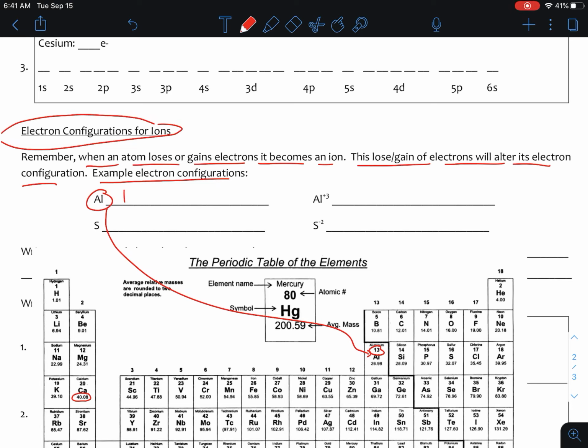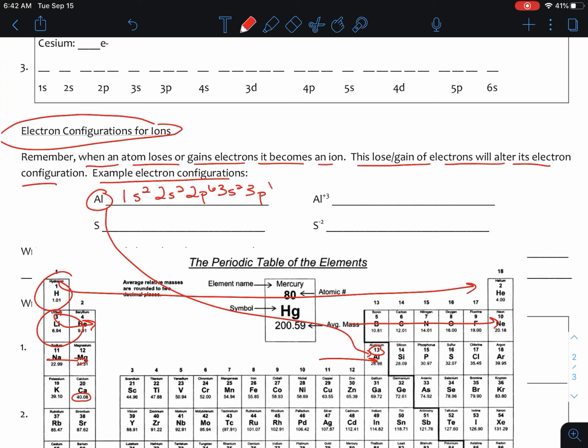So we can just start writing this out. 1s2, 2s2. So it'd be kind of like working our way across from left to right. Then this is the 2p, this is the 3s, and this is 3p. So we get to 2p6, 3s2, 3p1. So if you're looking at this, our aluminum has 13 electrons.